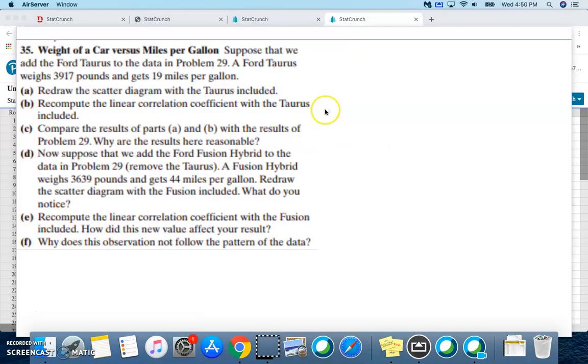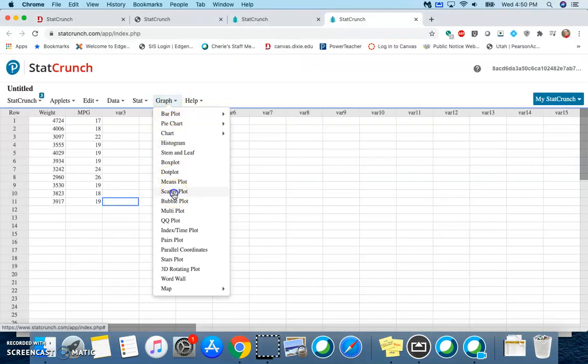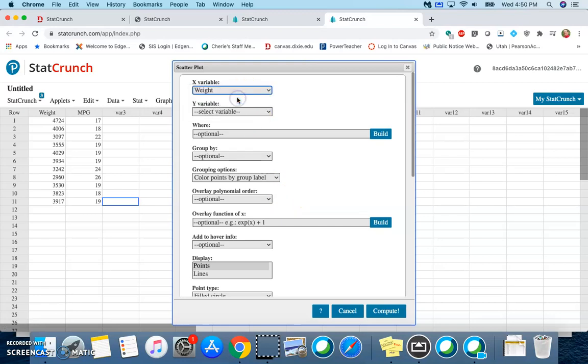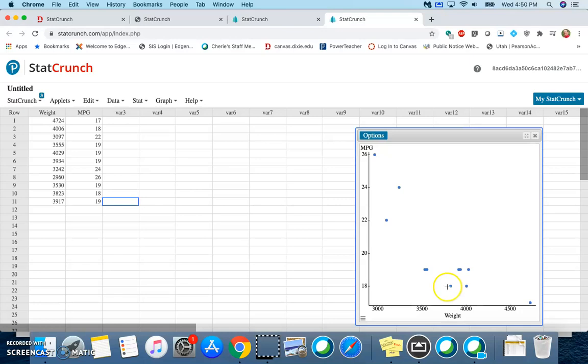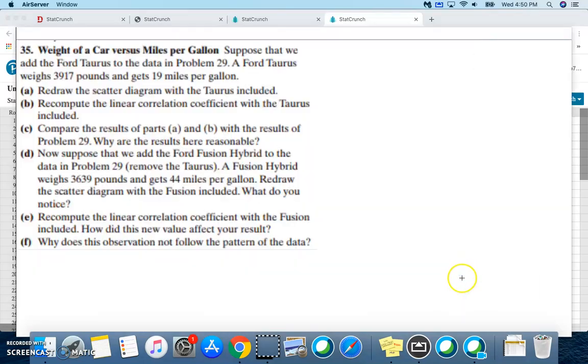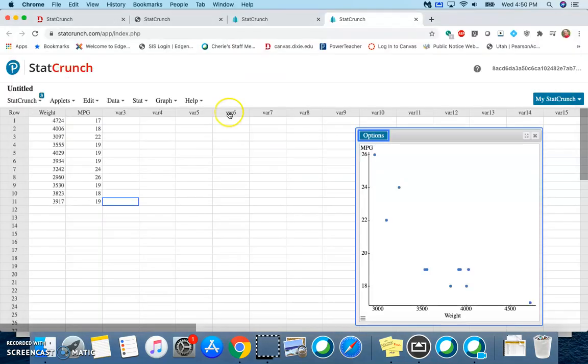So we're going to redraw the scatter diagram. Again, that was on the graph scatter plot, and our explanatory variable, which was x, was the weight. Our response variable, which is our vertical, or y, is miles per gallon. And so we added in the Taurus. It's going to be somewhere up in here. Right there. So we get that extra point in there, and now we want to recompute the linear correlation coefficient with that Taurus included.